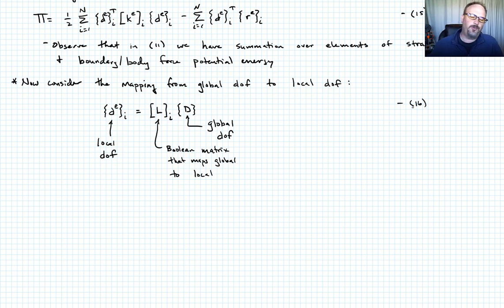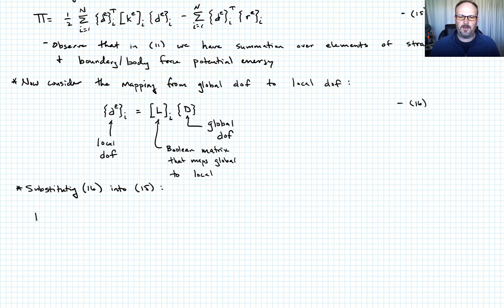I will say that when we actually code this up, we don't usually use something like L, but it helps for developing the theory. We probably have quicker ways to assemble a global stiffness matrix and assemble the degrees of freedom than having to write out something as large as L for each element, okay? So now we'll substitute 16 into 15.